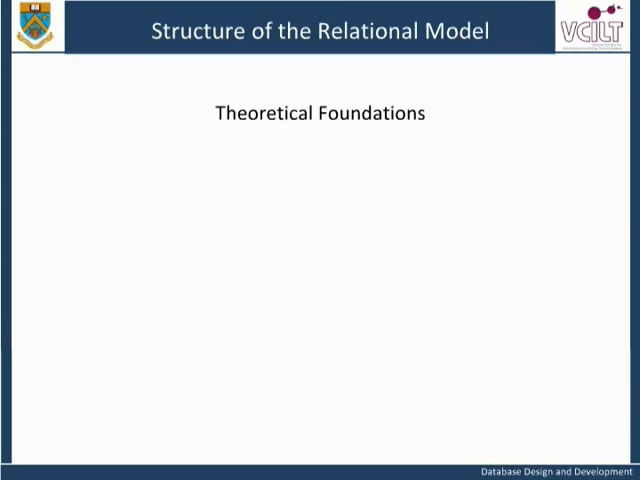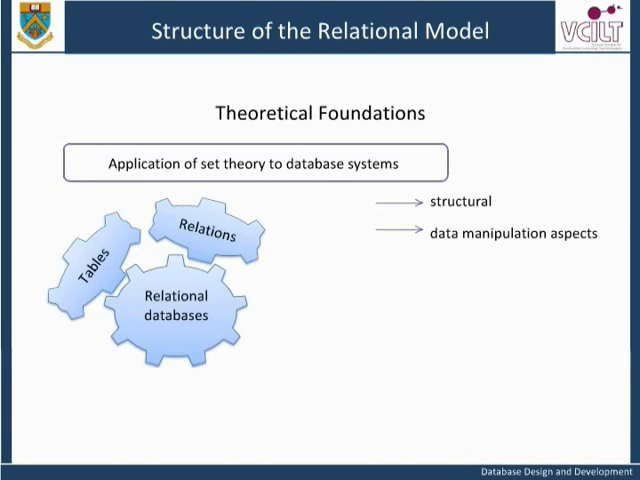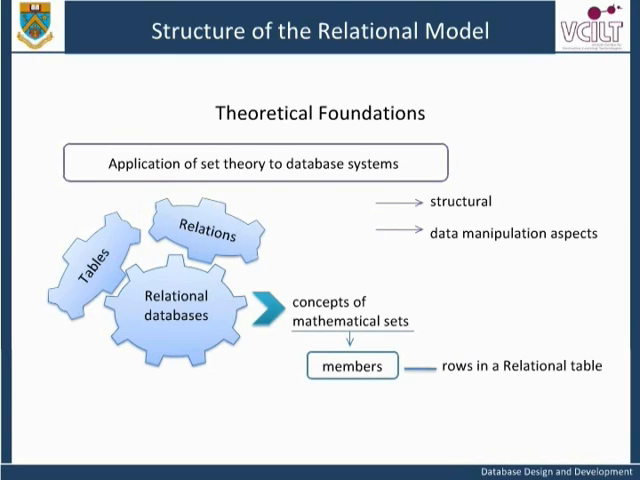Much of the theory underpinning the relational model of data is derived from mathematical set theory. The application of set theory to database systems provides a robust foundation to both the structural and data manipulation aspects of the relational model. The relations, or tables, of relational databases are based on the concepts of mathematical sets. Sets contain members, and these correspond to the rows in a relational table. The members of a set are unique, that is, duplicates are not allowed.